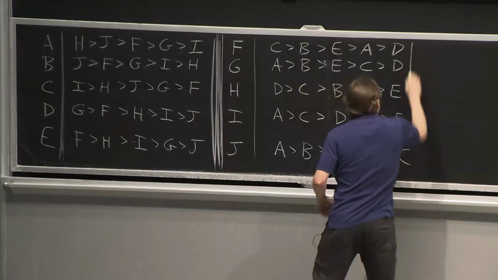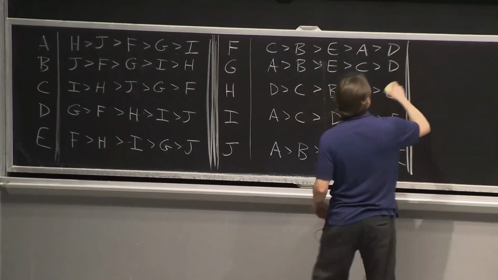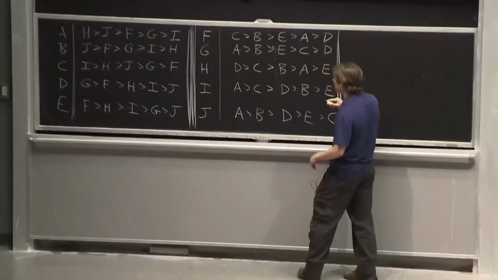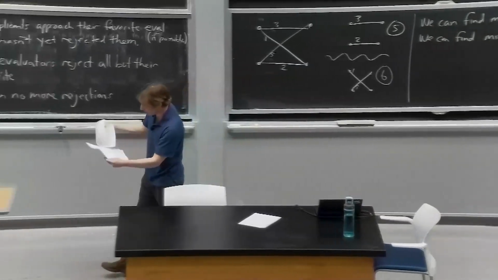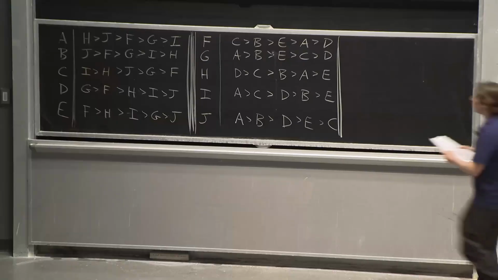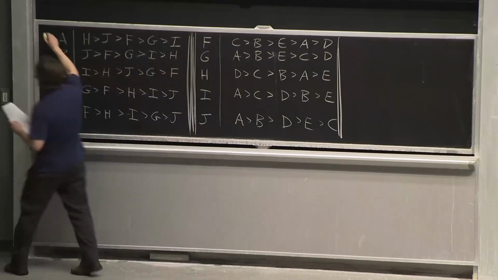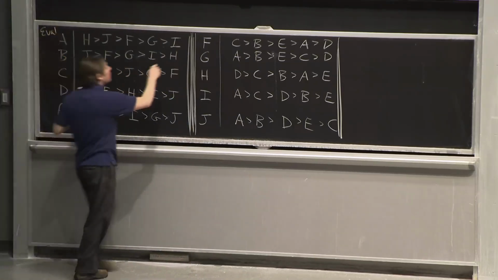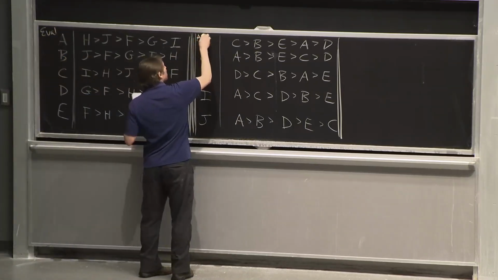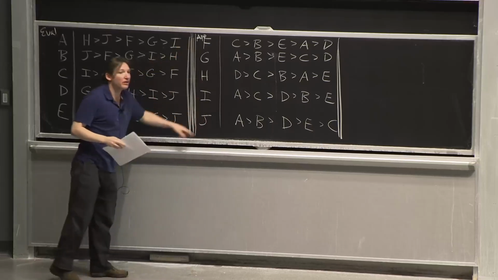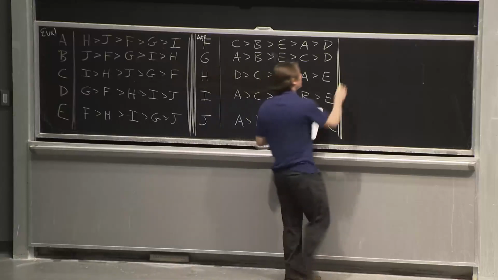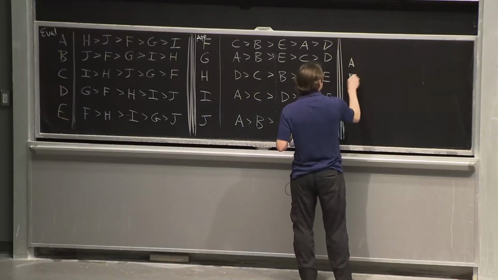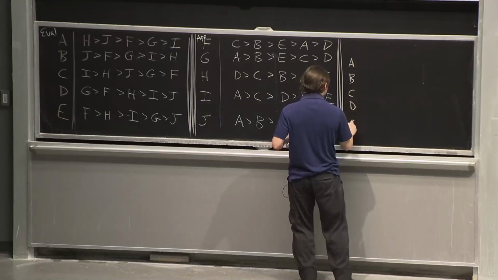So let's do this algorithm. On day 1, let me make sure I'm matching my notes. I want these on the left to be the evaluators, and these on the right to be the applicants. So every day, F through J are going to apply to their best remaining choice, and A through E are going to make decisions. So A, B, C, D, E.